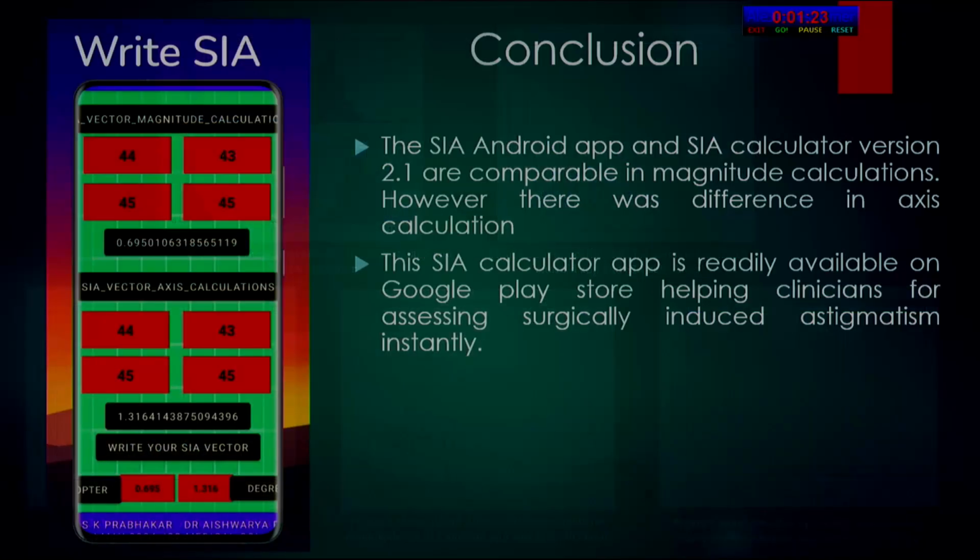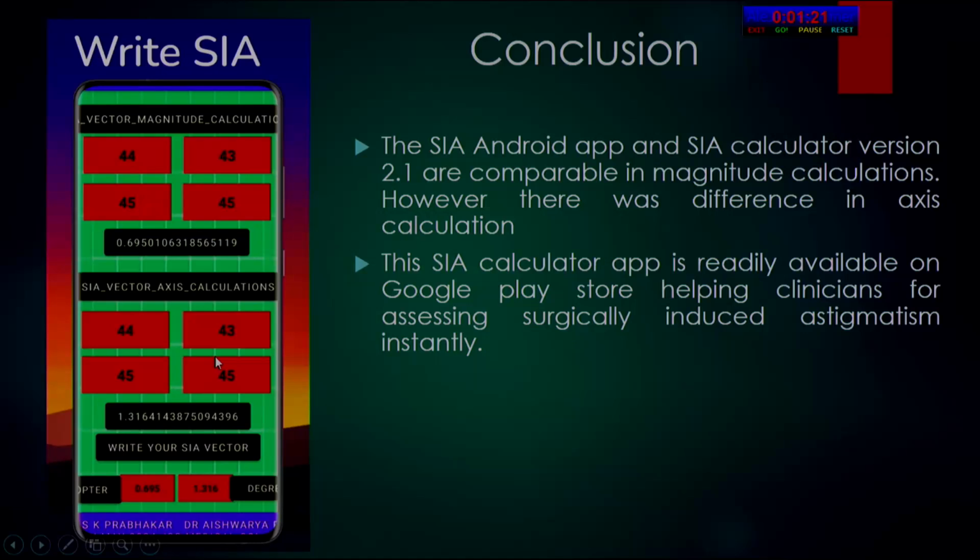So this is the user interface of the Android SIA calculator app, which has already been uploaded in Google Play Store and is readily available for clinicians for assessing the surgical induced astigmatism instantly.